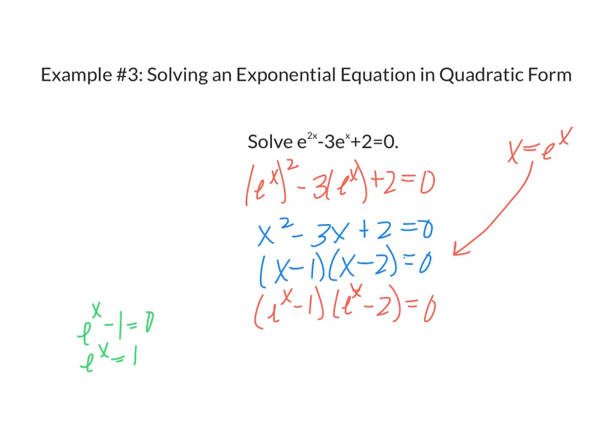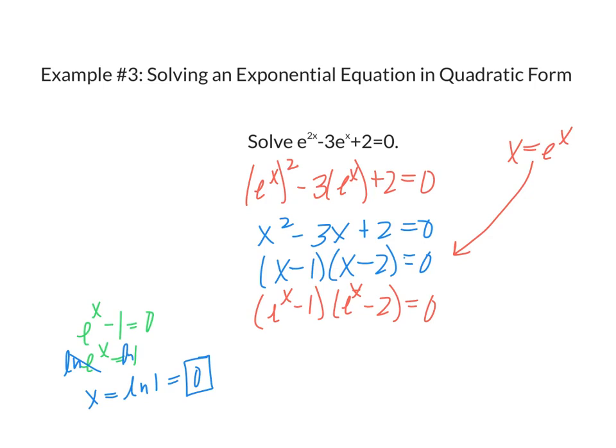Essentially what we will do is the natural log on both sides. We know the natural log of e will cancel, so x will equal the natural log of 1. And we know that the natural log of 1 is 0, so that's our first answer.